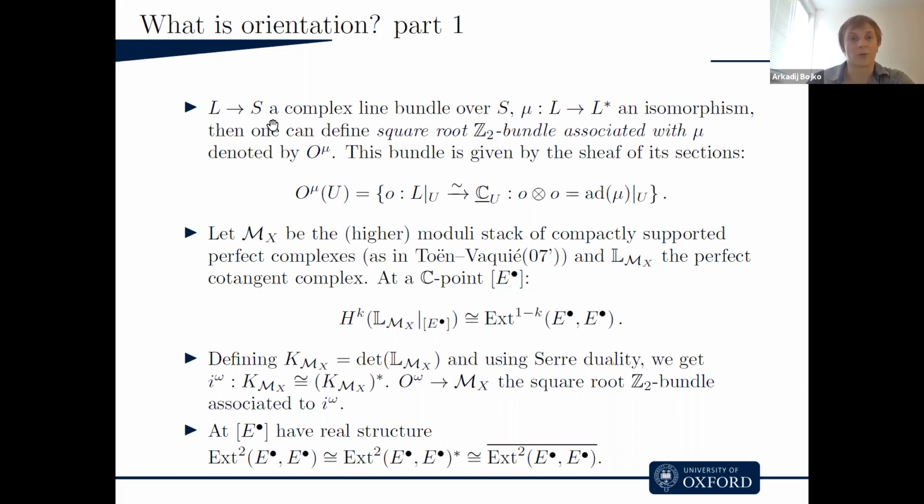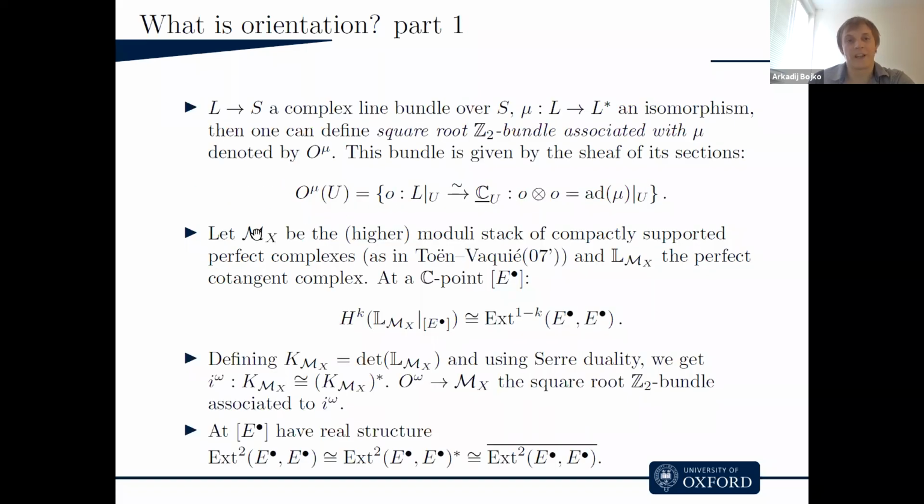So let L to S be some complex line bundle over S, being any topological space, stack, higher stack, anything. Then if one has this isomorphism mu of L with its dual, then one can assign to it a square root Z2 bundle also associated with mu. And that's a Z2 bundle such that its sections are given by trivializations of L on U, such that the product of the two trivializations is equal to the adjoint of mu, meaning the isomorphism from L squared into C induced by this, by bringing L star to the left.